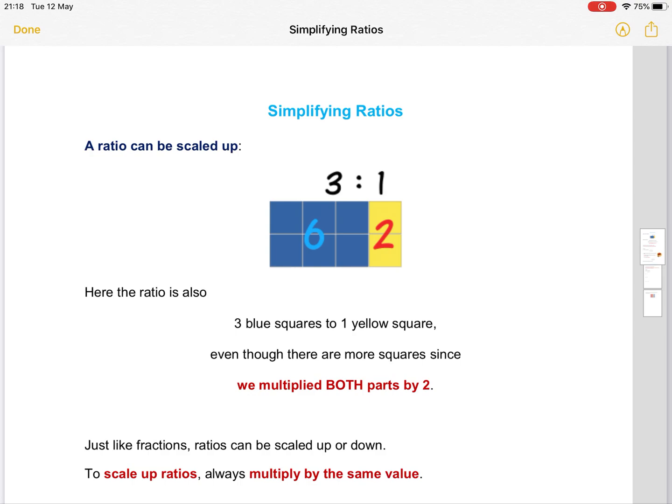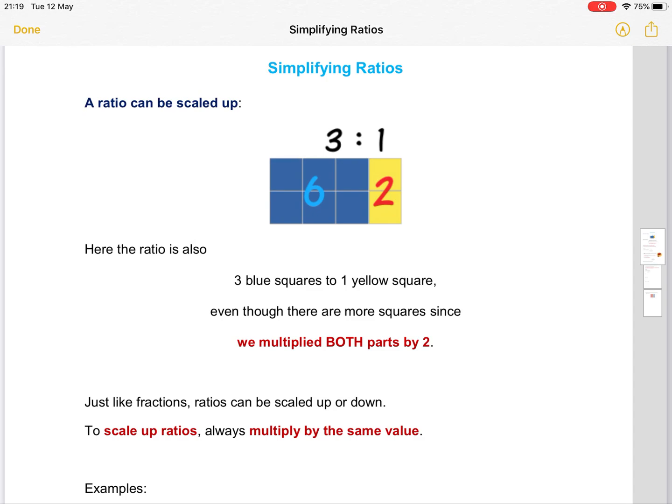Just like equivalent fractions. I can say 1/2, I can say 4/8, I can say 3/6. They are all equivalent, they are all equal, because I have scaled them up. I have multiplied both numerator and denominator by the same number. In ratios, it is the same thing. When we multiply both parts by the same number, the ratio is still the same. The ratios are equal. So just like fractions, ratio can be scaled up or down.